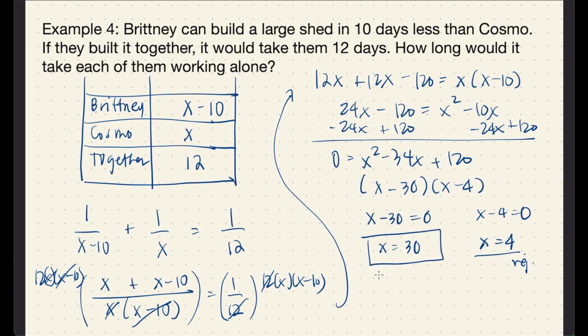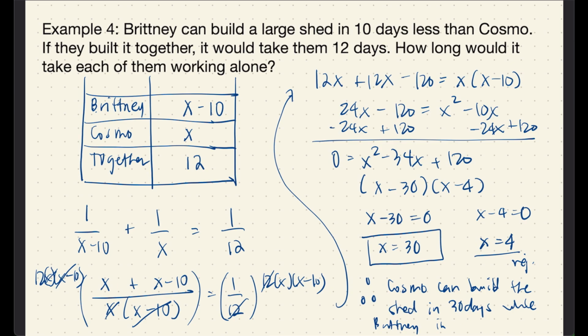Okay? Because in that case, Cosmo can build the shed in 30 days, while Brittany in 30 minus 10, 20 days. So that is the reason why we will accept x is equal to 30. Okay?